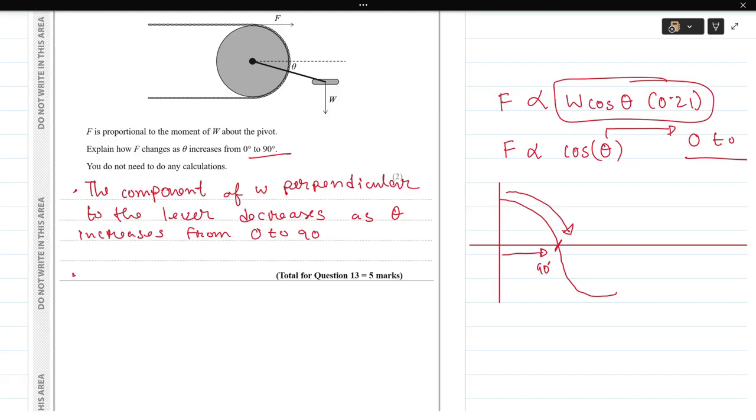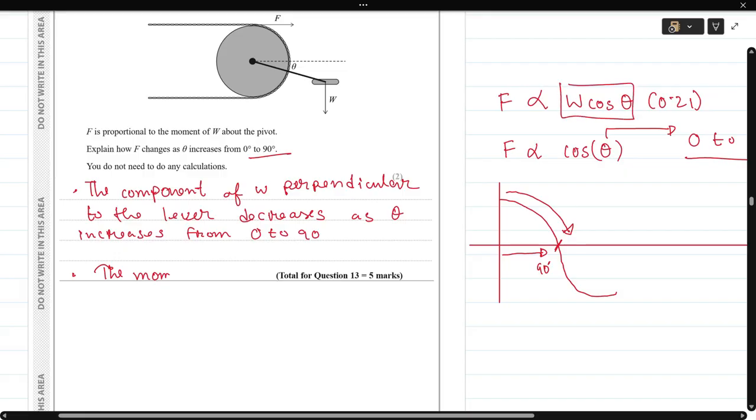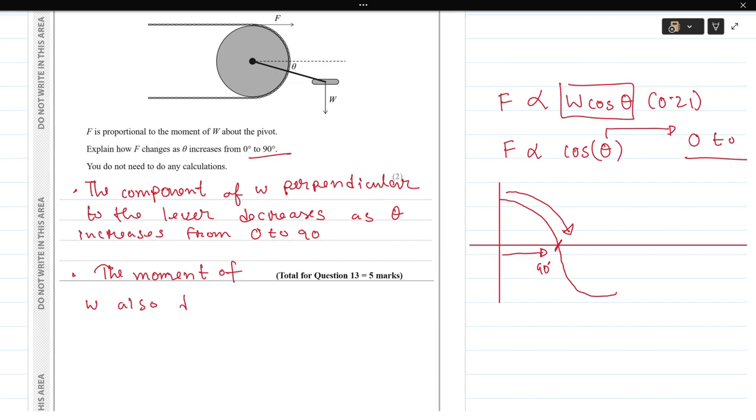That is why, if this component decreases, that means the overall moment is also decreasing. So the moment of W also decreases. Therefore, F decreases. That is how we answer this question.